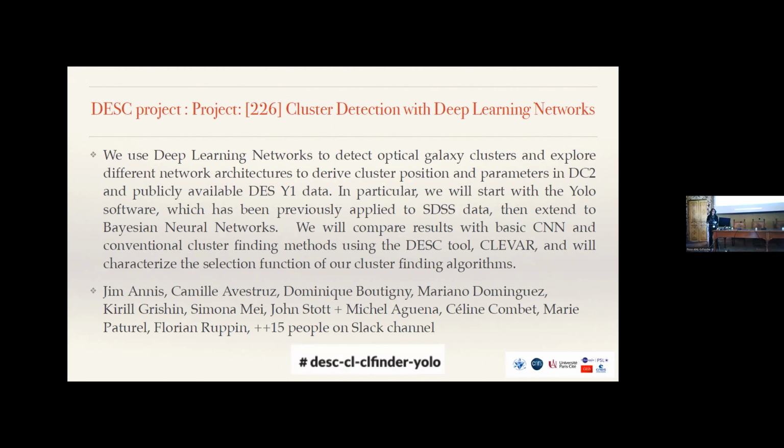So we started with simple networks, and we decided we will go later on to more complicated methods. Bayesian networks will give us better estimated uncertainties. And then we will compare our results with other classical methods that are developed in the collaboration. So we started with our group, and then a lot of DESC members joined, among which you can see Dominique Boutigny and Marie Paturel, who are going in parallel with us with the support of everybody else. So this is really teamwork.